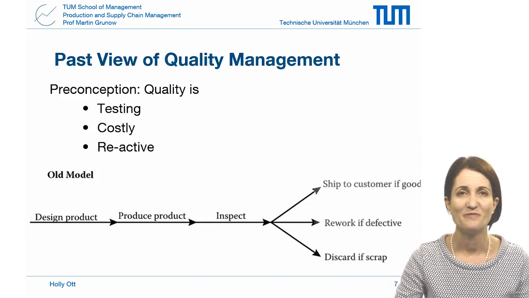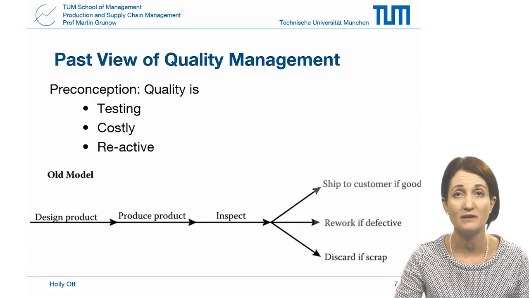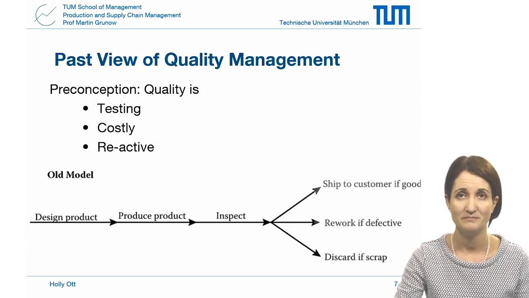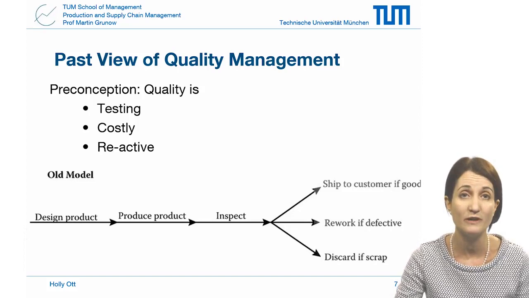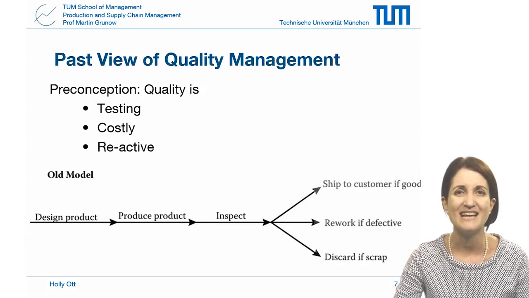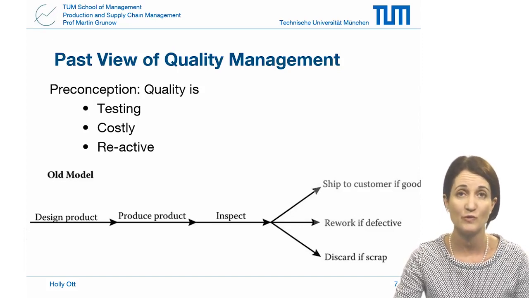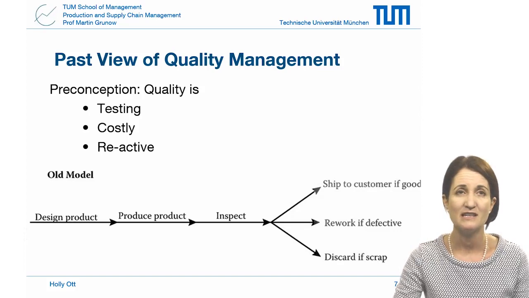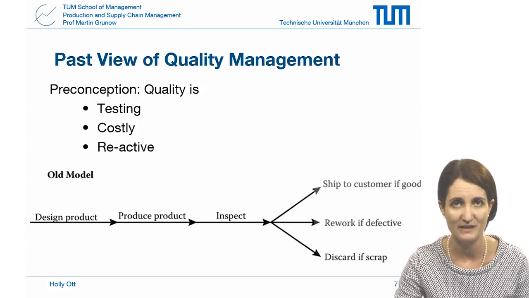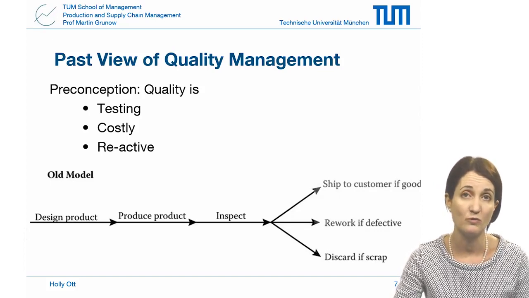Let's go back though. What was the past view? Quality management meant simply the product would come out of the line, would be inspected, and then either scrapped or possibly reworked. The preconception was that quality means to test. It means additional resources used for testing, time used for testing. This is very costly. This reduces your throughput, costs manpower, and it's very, very reactive. Something has happened, and therefore we either have to scrap or we can maybe rework.